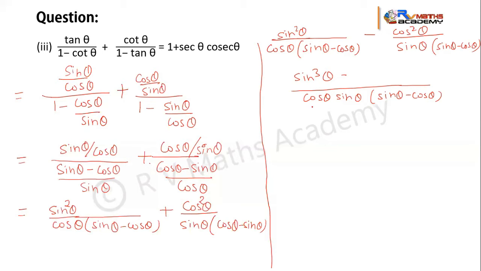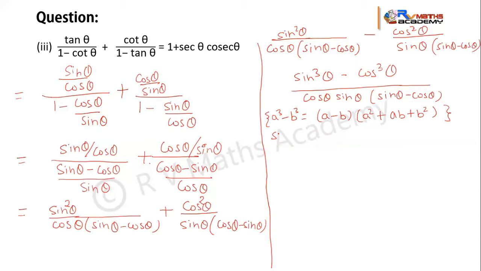So what is left? Cos. So cos theta into cos square theta means cos cube theta. So we know the identity a cube minus b cube is equal to (a minus b)(a square plus ab plus b square). So we will use this identity. So here your a is sine theta and your b is cos theta.